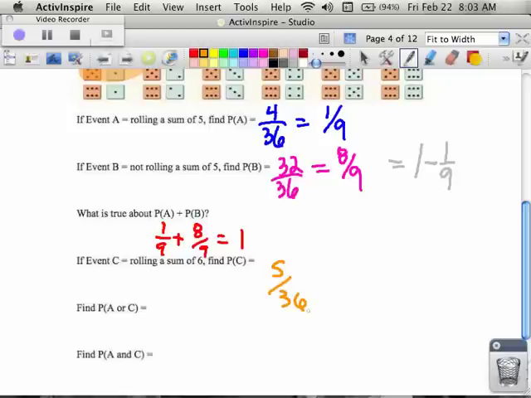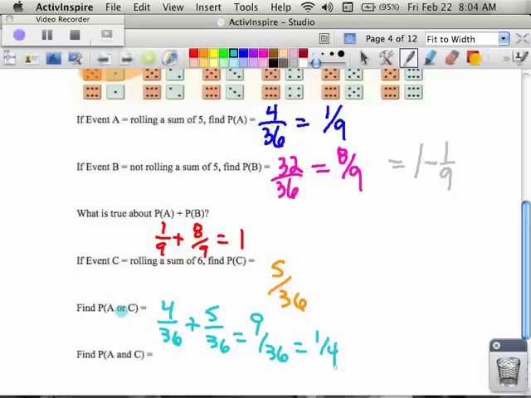And then, when you are looking at the word or in a probability, where you have a set of outcomes, or really means plus in mathematics. So as I look at the probability of A or C happening, I look at whatever the probability of A was, which was 4 out of 36, and I add that to the probability of C, which was 5 out of 36, for a grand total of 9 out of 36, or in other words, a fourth, or 0.25 again if you like to write it as decimals.